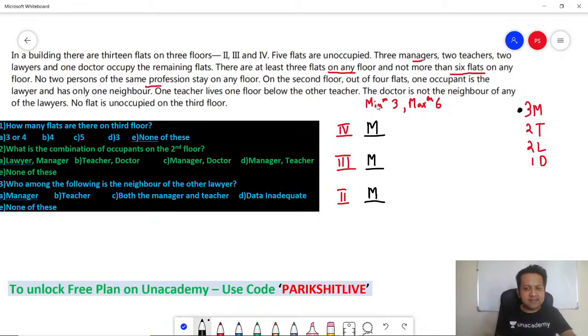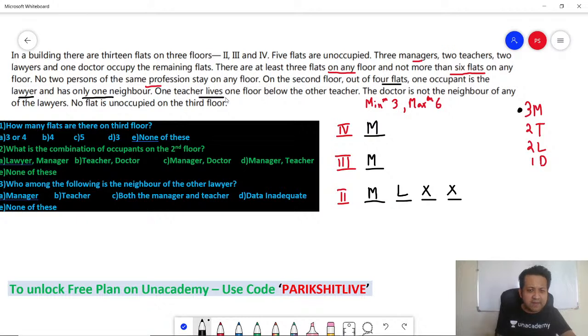Correct? On the second floor, out of 4 flats, one occupant is the lawyer. Let's put the lawyer out here, and he has only one neighbor. Because he has just one neighbor, can I say there are only 2 people staying on the second floor and the remaining 2 flats must be vacant? Why? There is just one neighbor, meaning there must be just 2 people on the second floor. So the remaining 2 flats must be vacant. Correct? So now I think it makes our life easy.